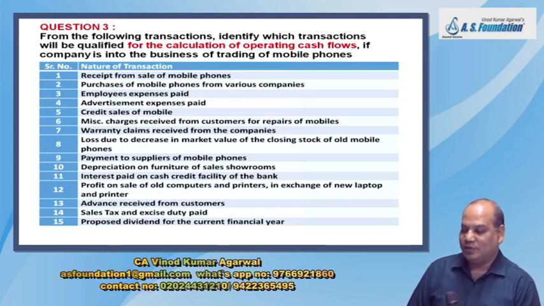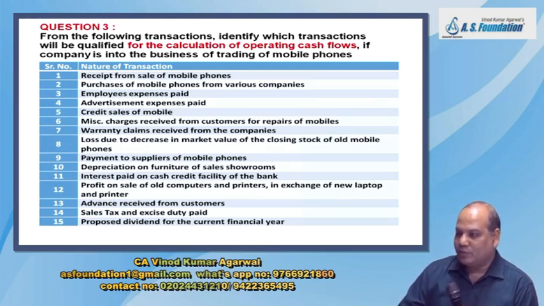Point number 8, think and answer. Loss due to decrease in market value of the closing stock of old mobile phones. It is not a cash transaction. Not a cash transaction. No, you have to say whether it is cash flow related to operating activity of mobile business. Payment to supplier of mobile phone. Yes. Depreciation. No. Interest paid on cash credit facility of the bank.